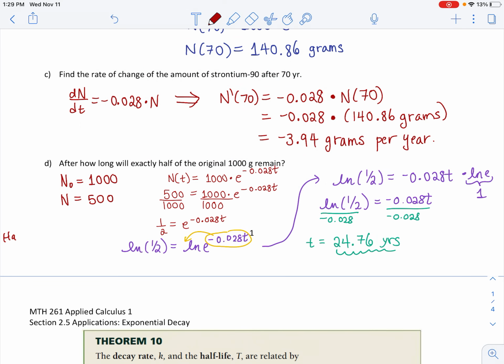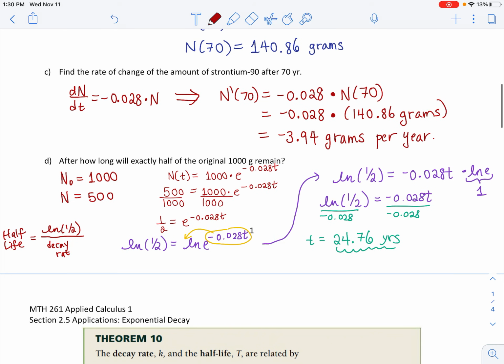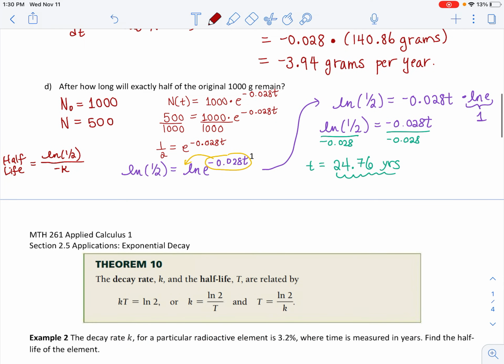Okay, that's how you can find it. Now, let me give you a little half-life formula. If they ever ask you for a half-life, what you can do is this. You can do natural log of half divided by the decay rate, or I should just say k. Well, negative k.